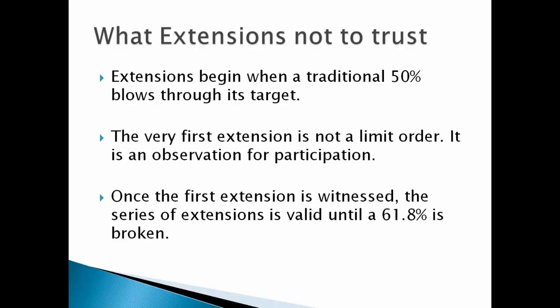Once that first extension is witnessed, this series of extensions is valid until the 61.8% line is broken. Now, you'll see this in many cases for the ES, where we have gone 1 or 2 points into a target, and we literally wait for that very first extension to see if there's participation there. And once we see that participation, that same anchor will work for 2, 3, 4 extensions in a row. But the very first one is the one that is dangerous. Okay, it's an observation off of a traditional measured move.